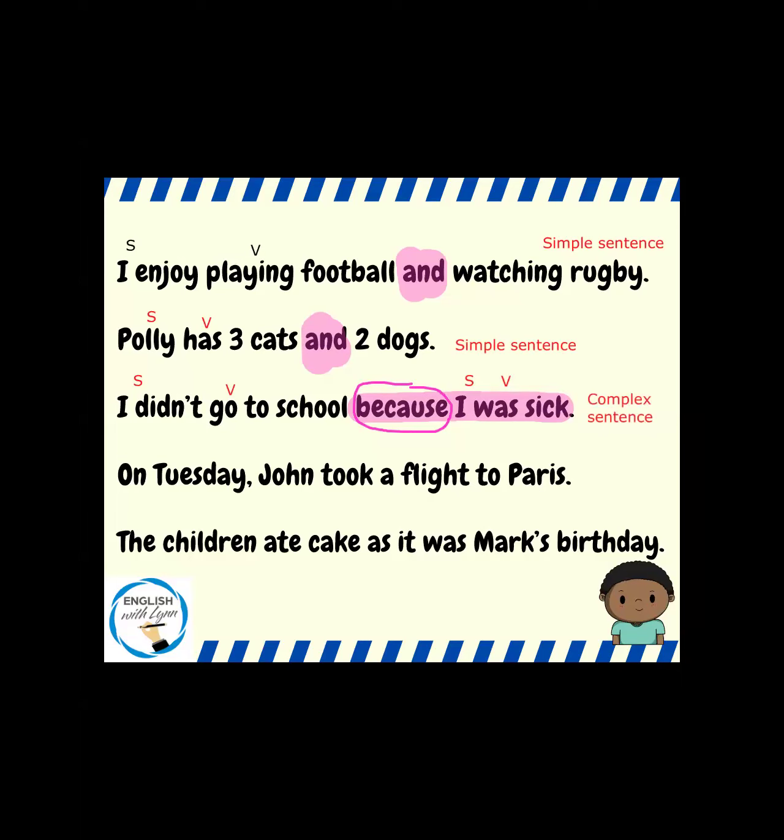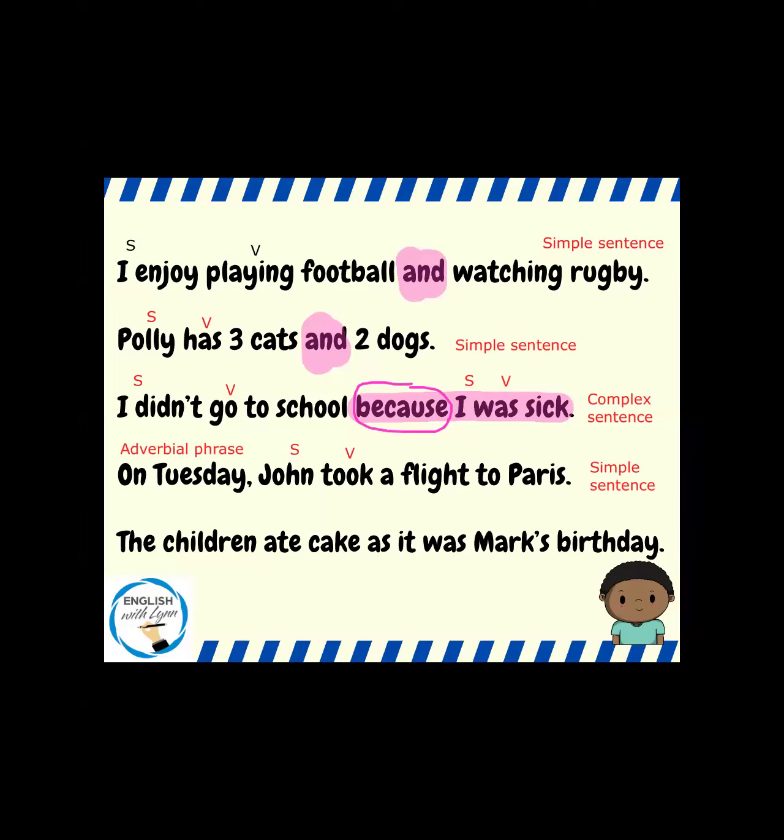Oh, my next one. On Tuesday, John took a flight to Paris. Oh, so I don't have any conjunction in it. So straight away, I don't have a conjunction, so I must know without a conjunction, it is a simple sentence. What it begins with, the on Tuesday, is an adverbial phrase. It is saying when he went, okay? And John is the subject and he took, so that is the verb.